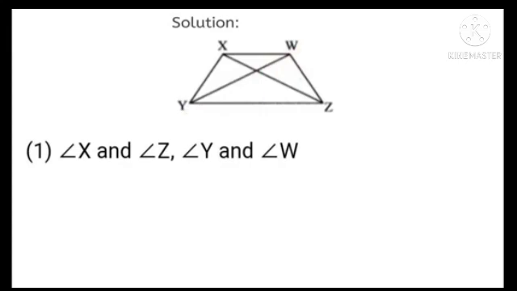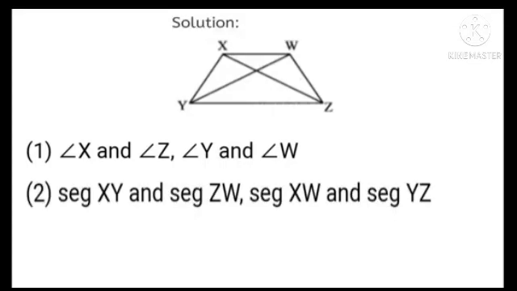Second, the pairs of opposite sides. So let's write the pairs of opposite sides. Here we have seg XY and seg ZW. XY is here and ZW is here, opposite sides. Similarly, seg XW and seg YZ is another pair of opposite sides.